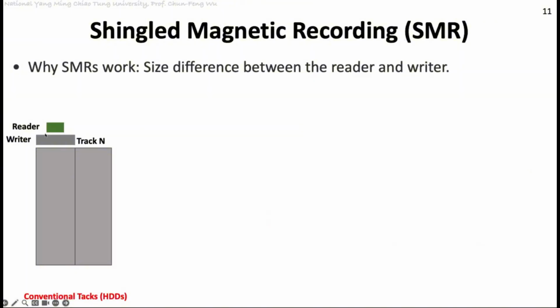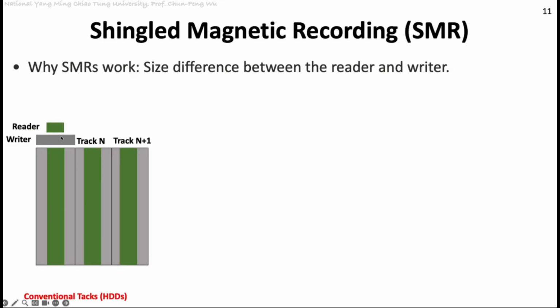We say the writer is larger than the reader, right? So conventionally, if you are going to write the data and then read the data, you can find the reader is smaller, but the writer is larger. So when you are going to read the data, a lot of space is wasted, right? Because you write a large space, but you only need the middle, like 70% or 60% of the area, for reading the data. So the rest of it is wasted, and the more you waste, the more capacity is wasted.